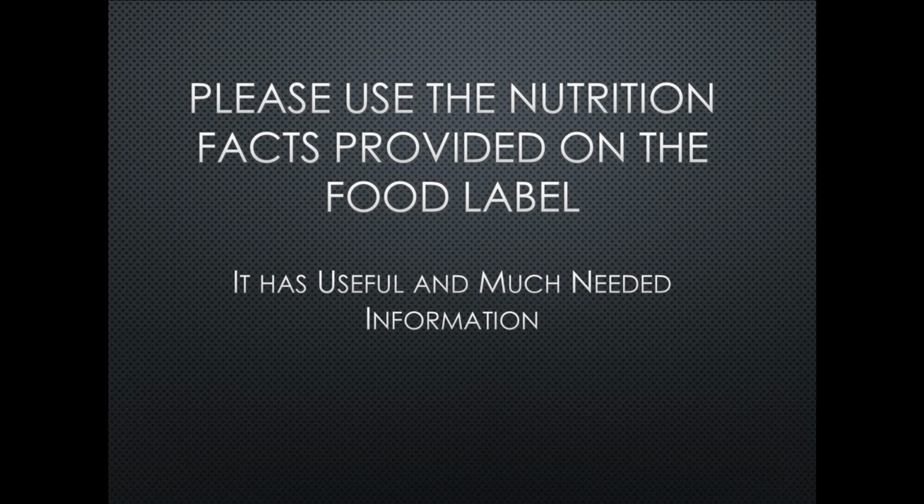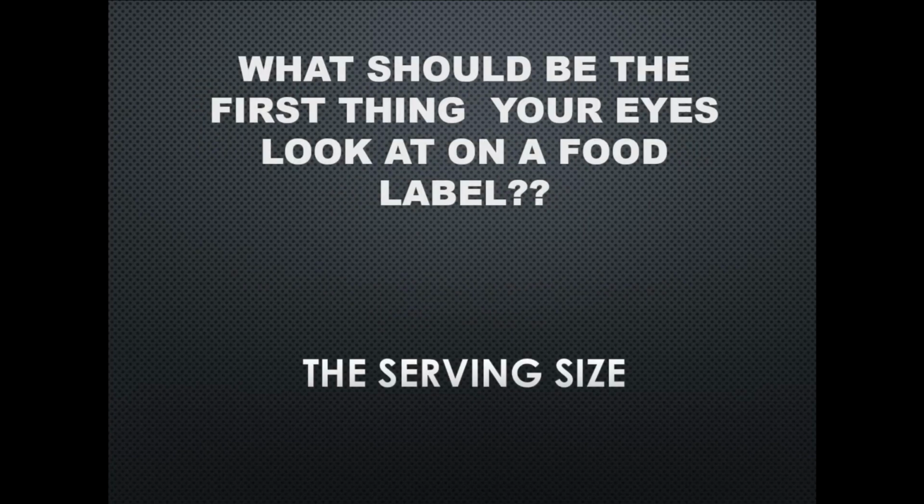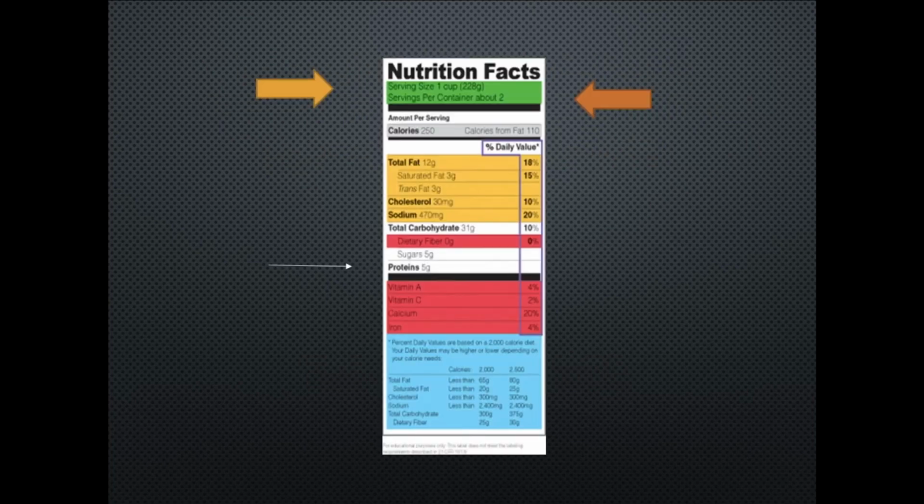Please use the nutrition facts provided on the food label as useful and much needed information. What should be the first thing your eyes look at on a food label? The serving size. It's very important that you don't buy something and just eat the entire amount when it was 4 servings. You need to know that 100 calories is for 1 serving, not for the entire bag. It'll always be the first thing under the words nutrition facts. It's usually in green on the new labels. It's very easy to read.